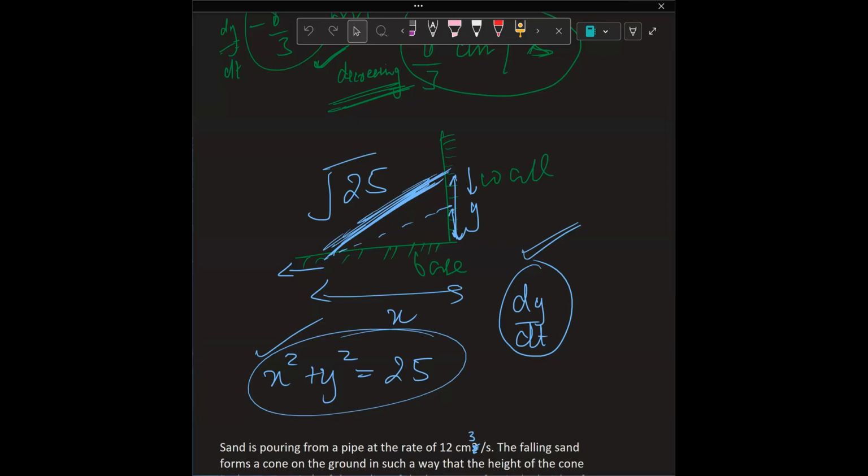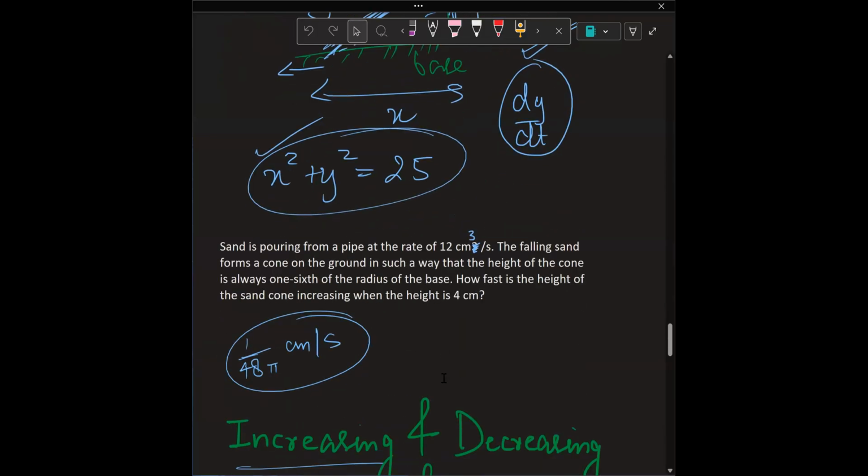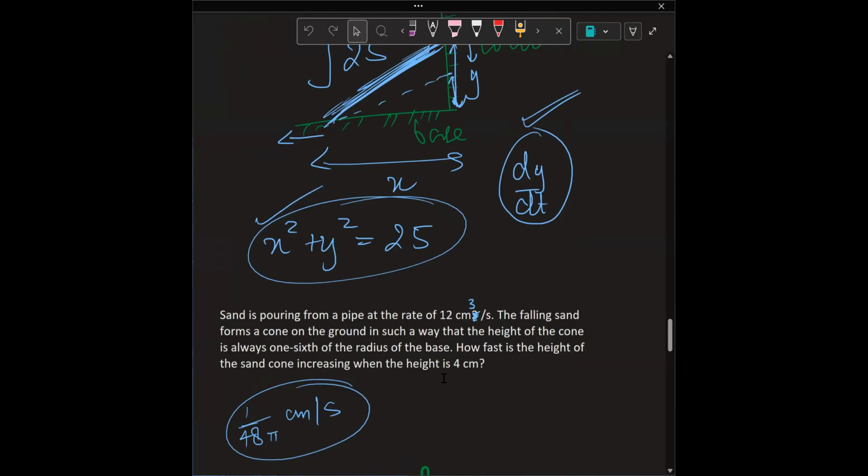आपके एक्सरसाइज आई गेस 6.1 में क्वेश्चन है. Exercise 6.1, question number 10th. Try this at your home. Okay. Sixth question and, sorry, 10th question and this 14th one.